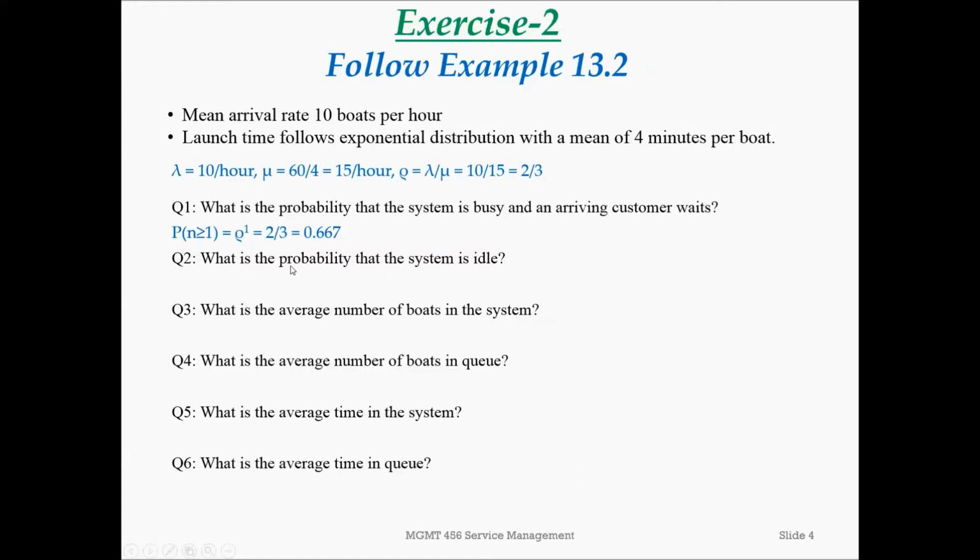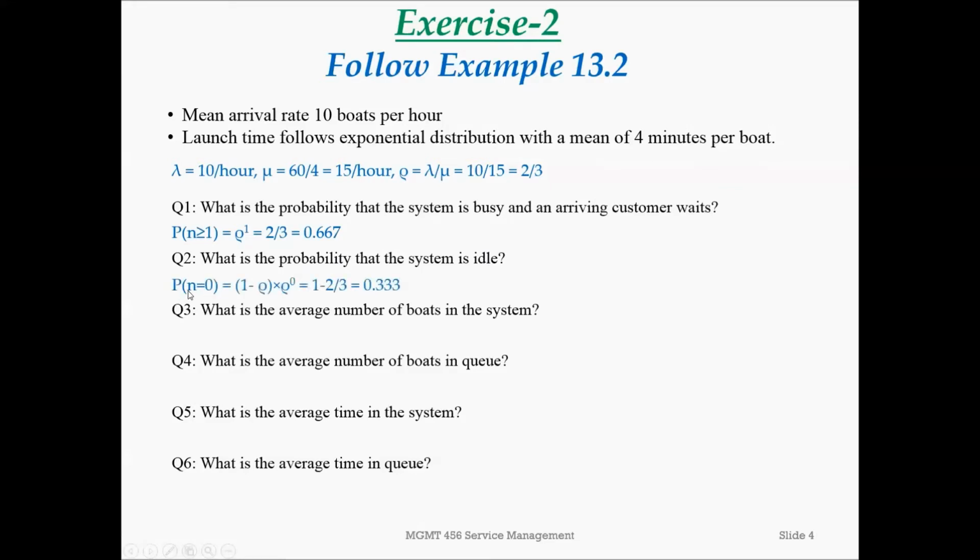Second question: what is the probability that the system is idle? Again, this is talking about probability, the first type of question. For a probability question, we have 2 formulas we can use. Let's read the question again. How likely is the system idle? The system is idle, what does that mean? That basically means there are 0 customers in the system. So the question is basically about how likely the system has 0 customers.